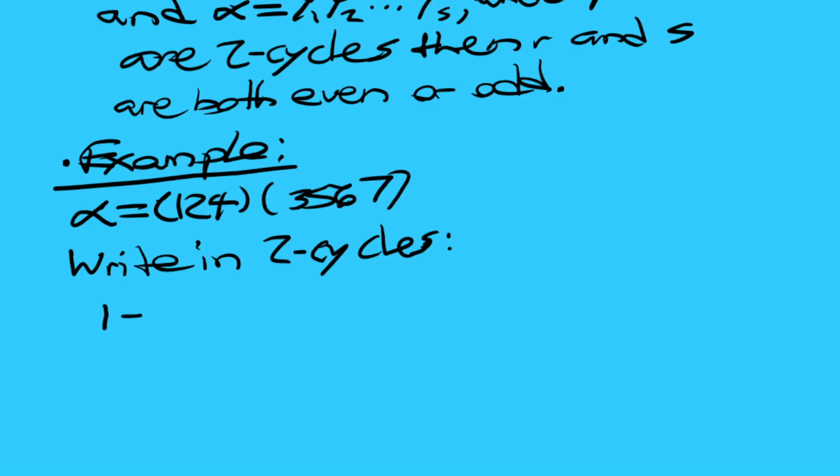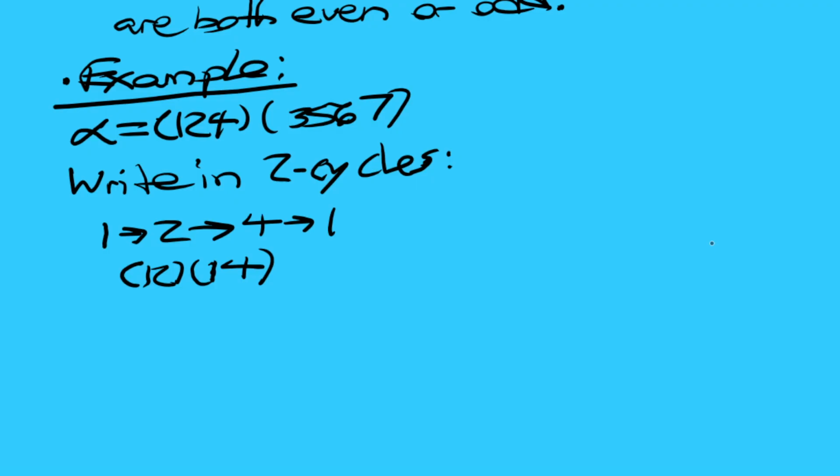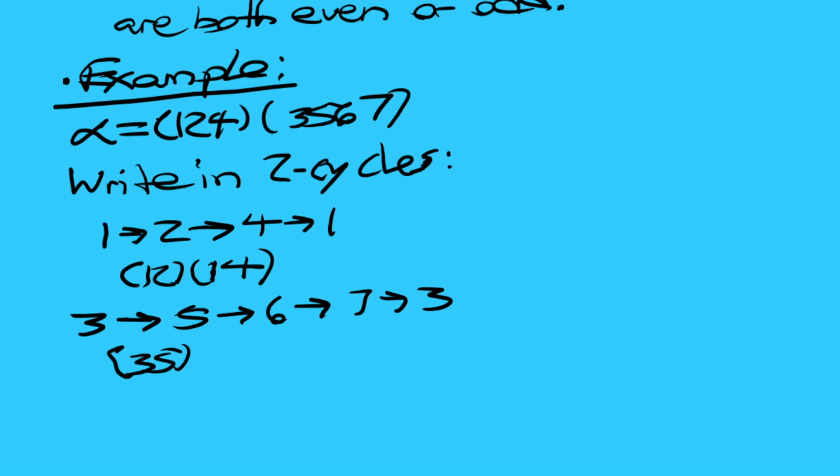So we have 1 goes to 2 goes to 4, which goes back to 1. So we can write this as (1 2 4), and that's for the first cycle that we have. And then let's take a look at the second one: 3, 5, 6, 7 goes back to 3. So we can write it as (3 5), (3 6), and (3 7).